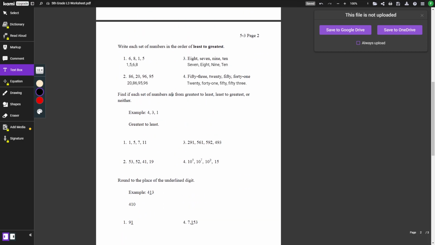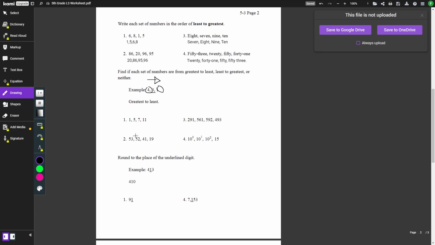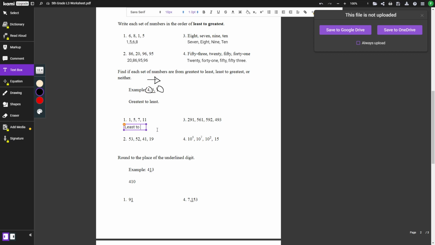Find if each set of numbers are from greatest to least, least to greatest, or neither. So we can tell here 4, 3, then 1. 1 is least, 4 is most, and this is greatest number to the least number. 1, 5, 7, 11. The numbers are only growing, so the answer to this one would be that the numbers are going from least to greatest. Second, 53, 52, 41, 19. 53 is the largest number, and it goes down progressively. So this will be greatest to least.